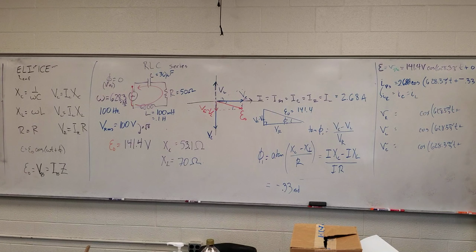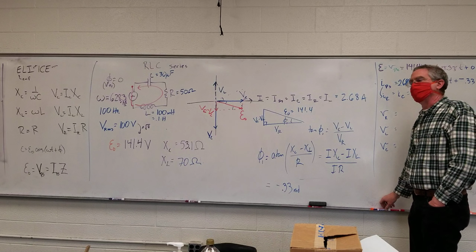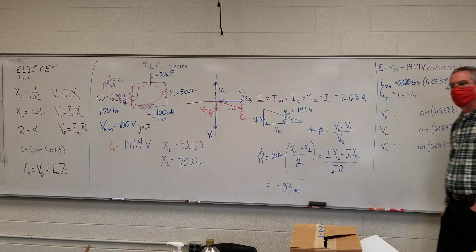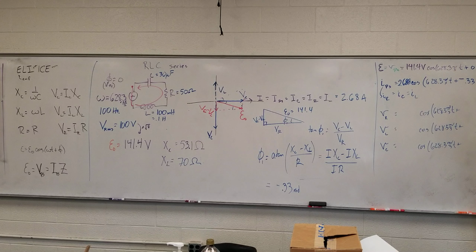If the current was leading the power supply, then it'd be positive? Yes. And if they were in phase, it'd be zero. Correct. So right off the bat, I know that the current and the voltage for the resistor are in phase, so this would also be minus 0.33.